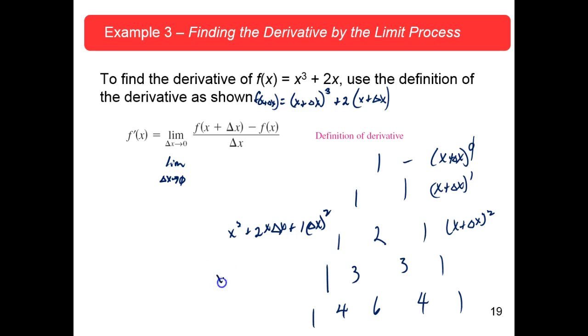I'll start it off with x to what power? Cubed plus what coefficient? 3 times, no, not 2, okay? 3 times x squared delta x to the 1st power. I really don't need the parentheses in there, so let me take it out, okay?